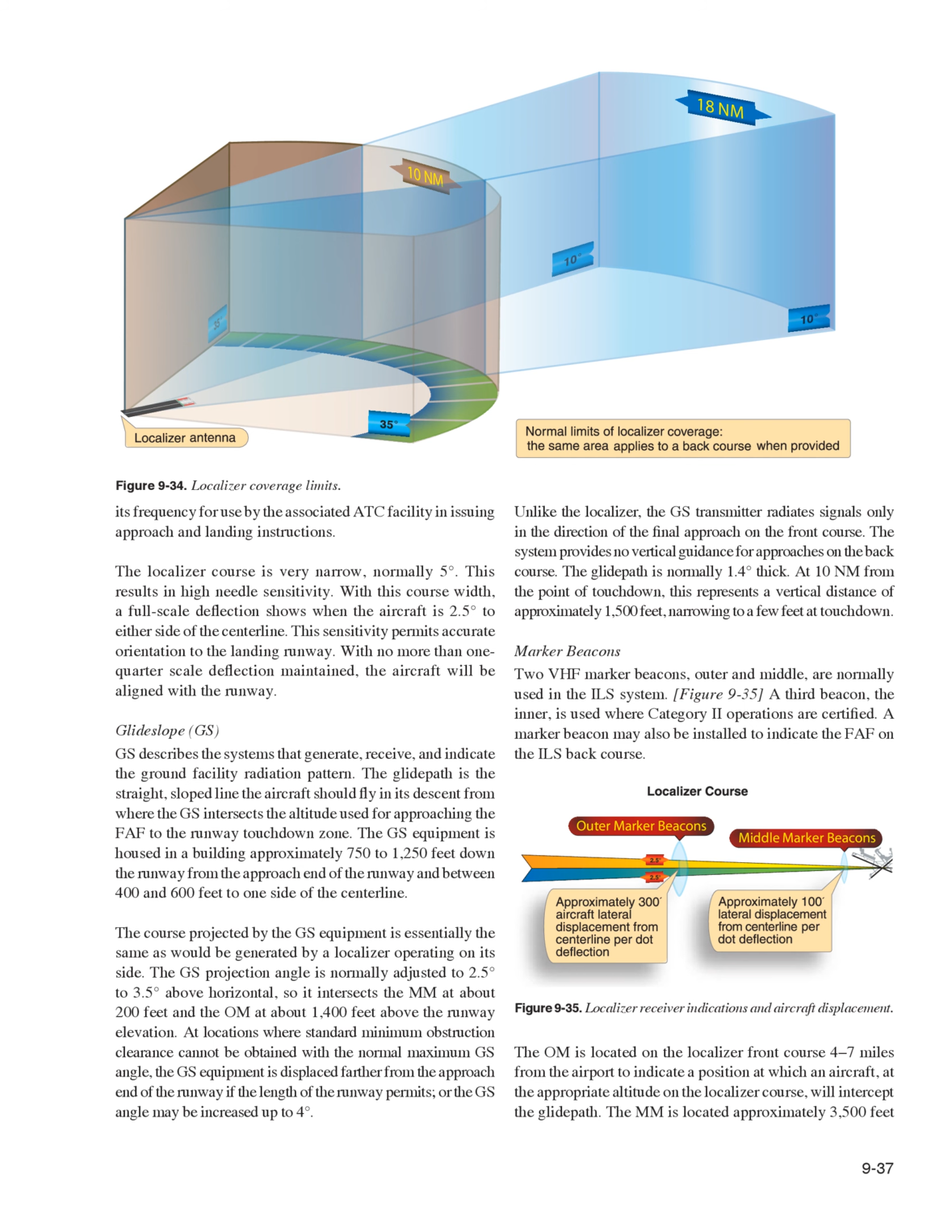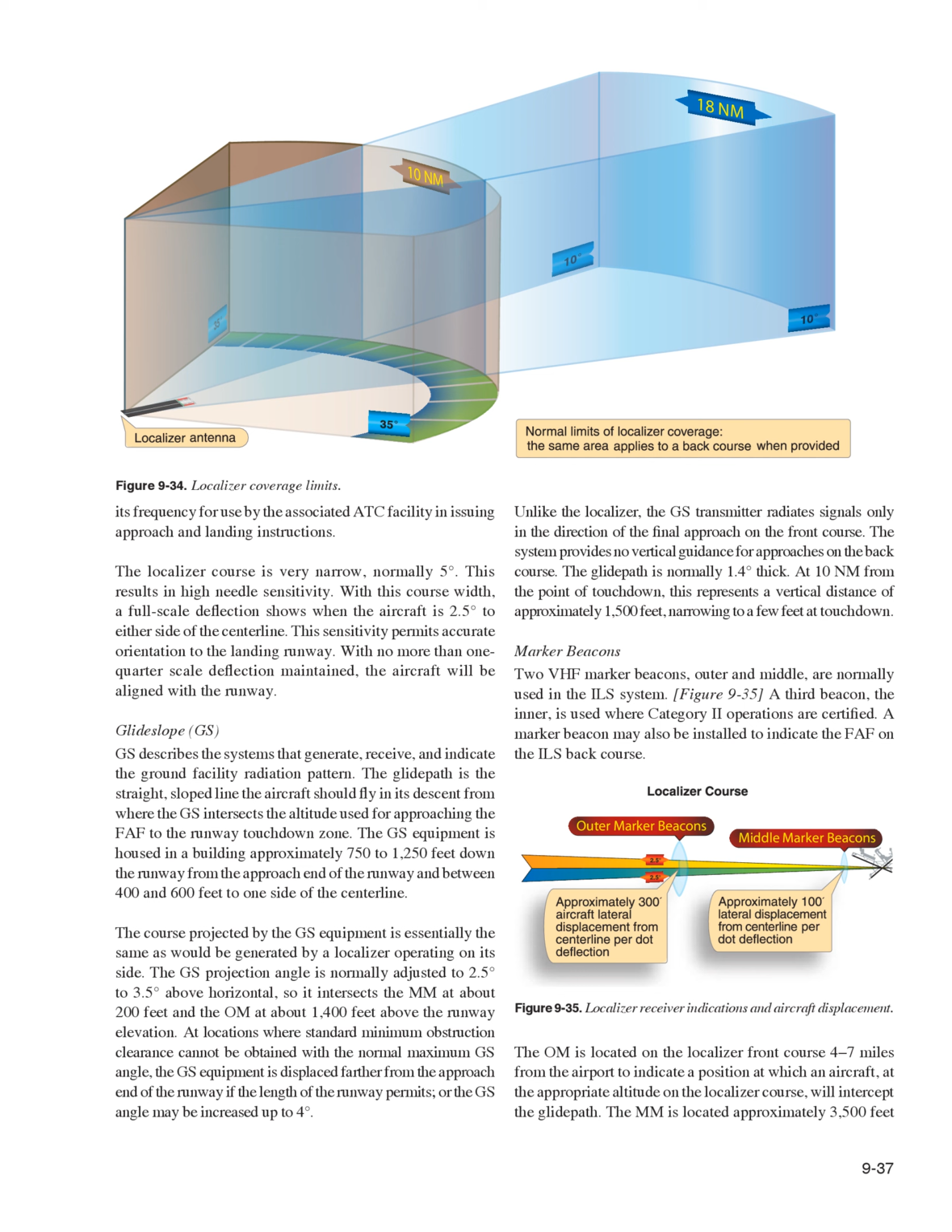The course projected by the GS equipment is essentially the same as would be generated by a localizer operating on its side. The GS projection angle is normally adjusted to 2.5 degrees to 3.5 degrees above horizontal, so it intersects the MM at about 200 feet and the OM at about 1,400 feet above the runway elevation.